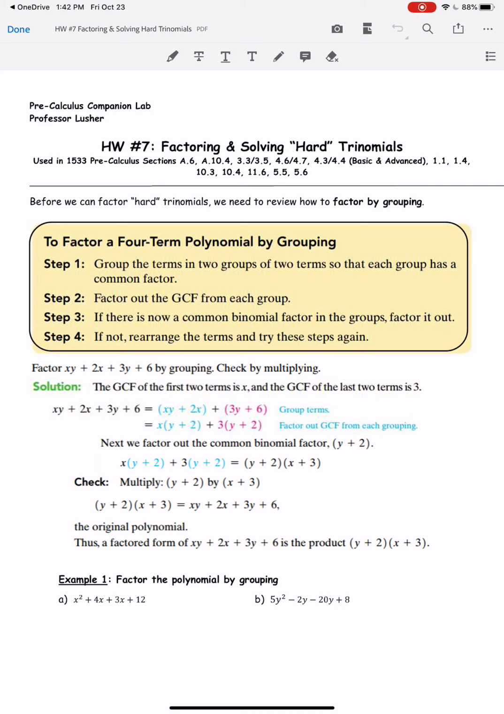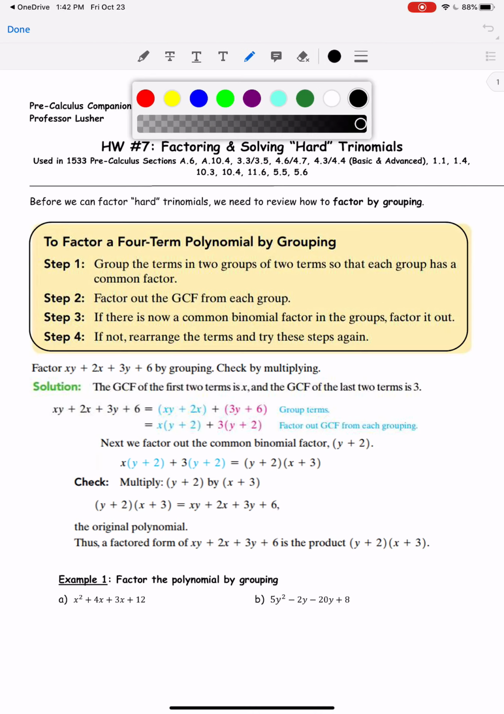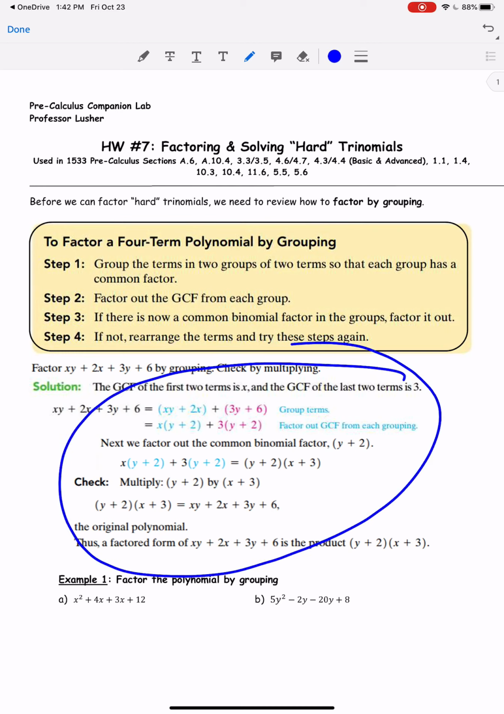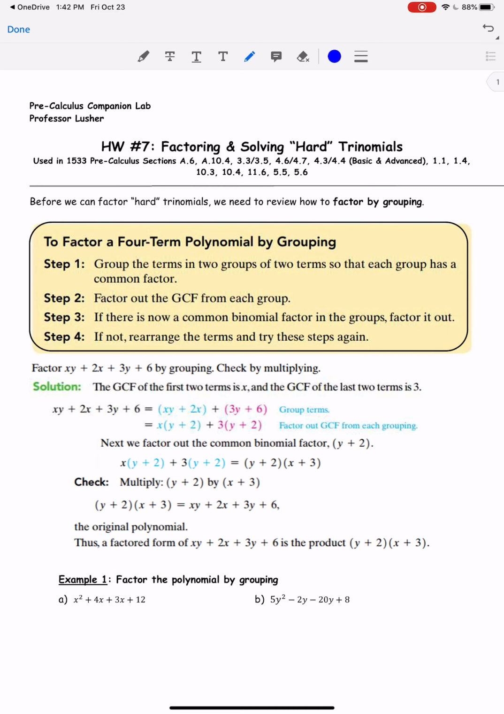Before we can get into the factoring portion though, we first need to review what factoring by grouping looks like. And so I included the instructions here and I included an example here. So if you want to go through those, you can. I'm not going to go through this example, but it is here for you. So let's just jump right into example 1. Factor the polynomial by grouping.